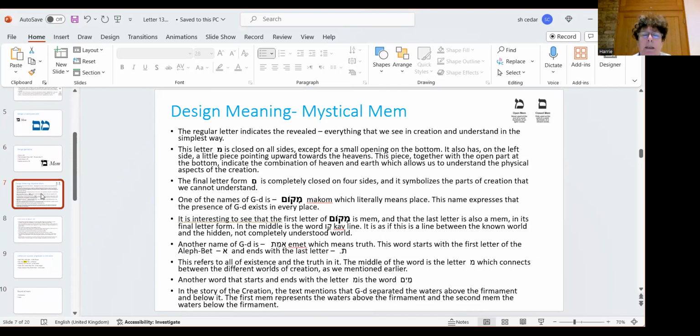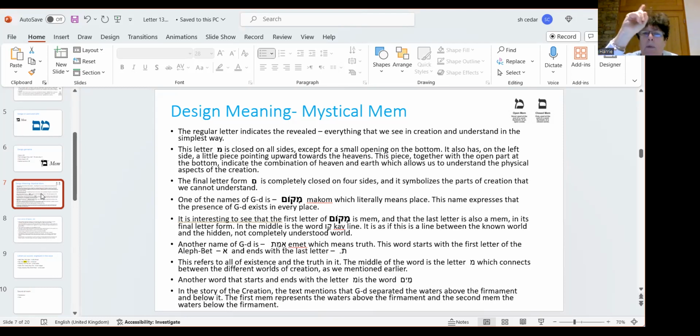Mem as itself, this design of it, this open one and this closed one, people play with the design as well, what it actually means about creation. The regular letter, the open one, is everything we see in creation and understand in the simplest way. The letter, when it's closed on all sides, just has this tiny little opening at the bottom, pointing down towards the earth, towards us, this creation that we're in, this real world.